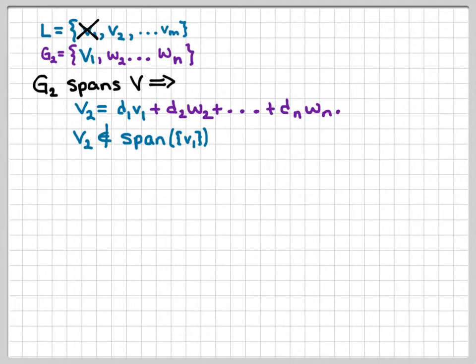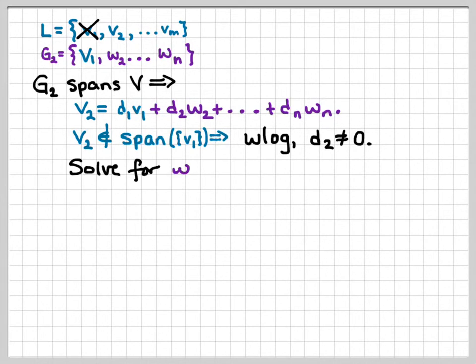Now I don't know which one it is. It could be any one of them. It could be D7, it could be D3, who knows? But what I can do is rename and reorder, so I can say, without loss of generality, let's say that D2 is not 0. Okay, so I'm renumbering the W's to make this notationally a little easier.